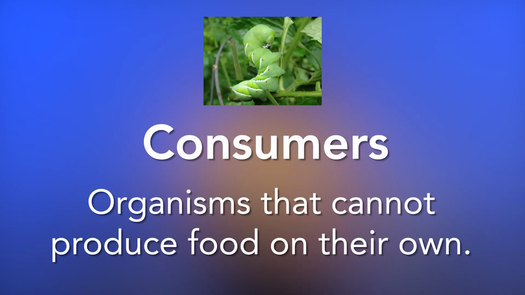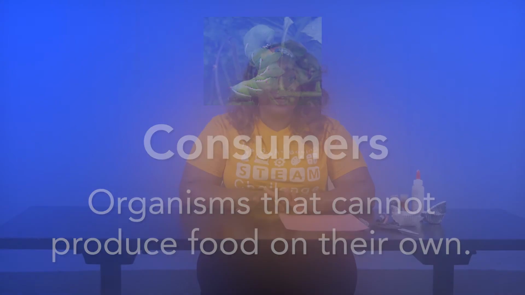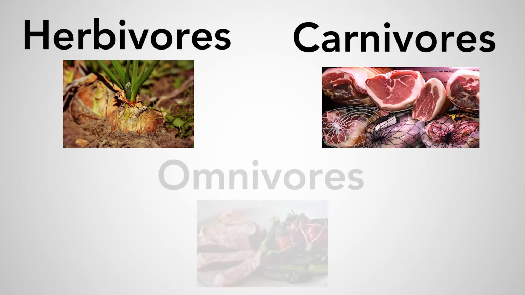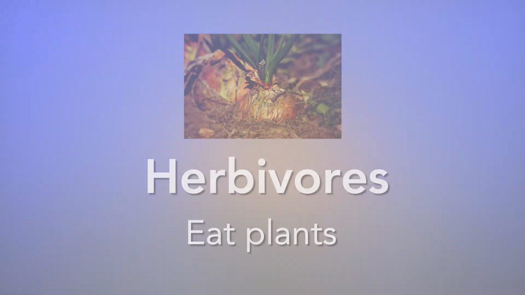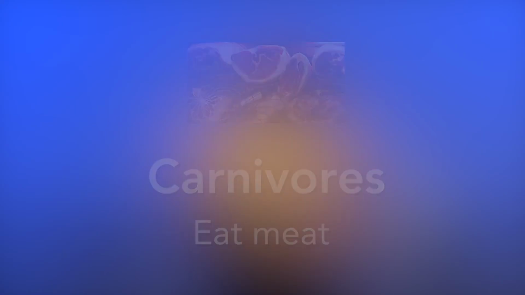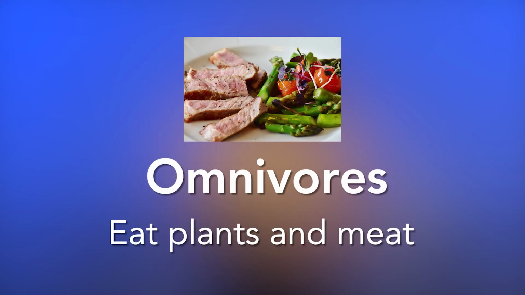Great discussion. Consumers. Consumers are organisms that cannot produce their own food. They have to look for food. Consumers are broken down into 3 categories: herbivores, carnivores, and omnivores. Herbivores eat plants. Carnivores eat meat, and omnivores eat plants and meat.